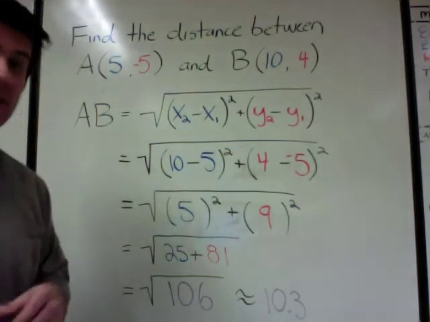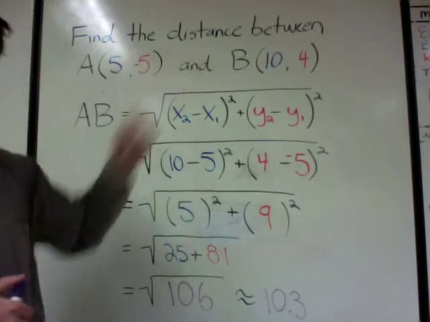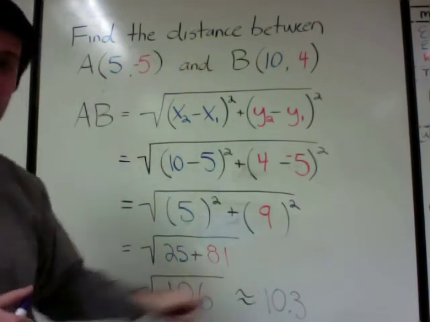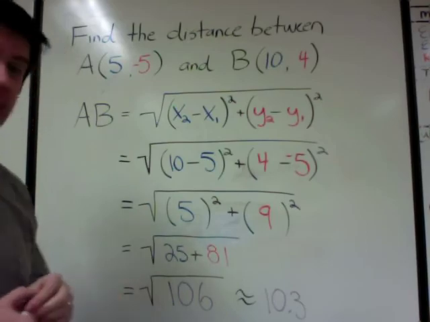All right, so there you have it. The distance between points A and B in this problem is approximately 10.3 units, or the square root of 106 units.